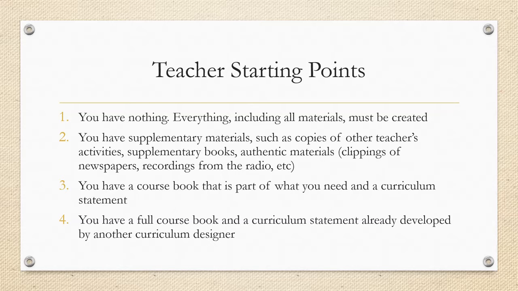Finally, you have a full course book, and one of the differences here between 4 and 3 is that when you look at the course book for number 3, you notice that it's not everything you need for what that course would be. So the fourth option would be you have a full course book that's attempting to teach everything that you would need in that course, and a curriculum statement that's been well developed by another curriculum designer.